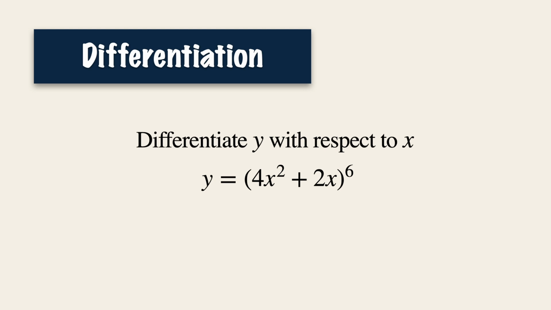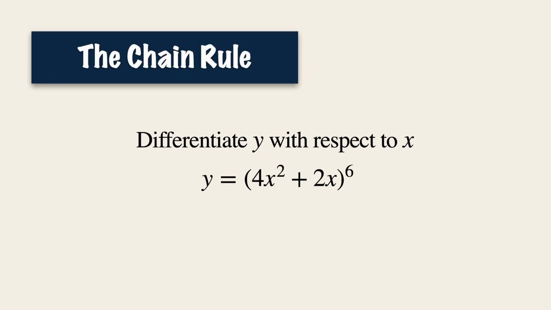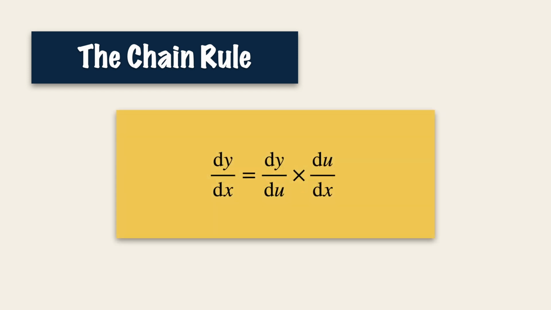Now, we will need to expand using the binomial theorem, but it is very, very tedious to do so. Therefore, we will use the chain rule to help us differentiate more complicated functions such as this. The chain rule goes like this: dy over dx is equal to dy over du multiplied by du over dx.